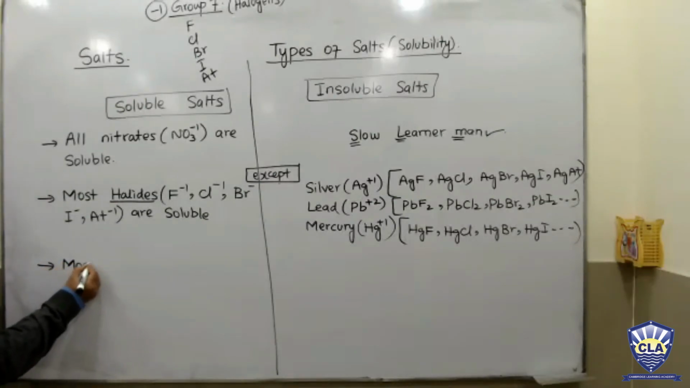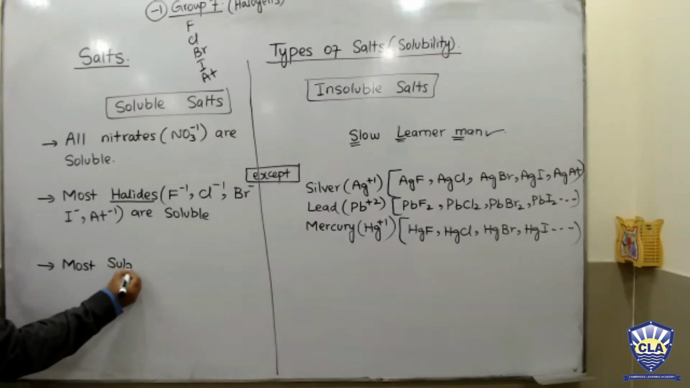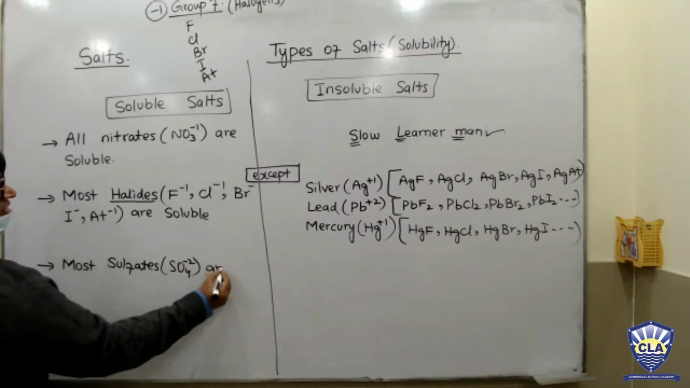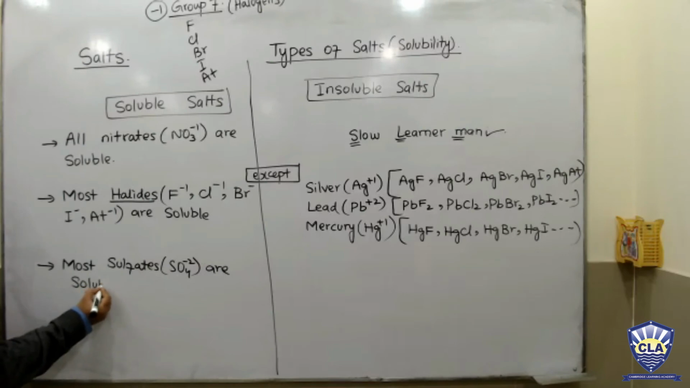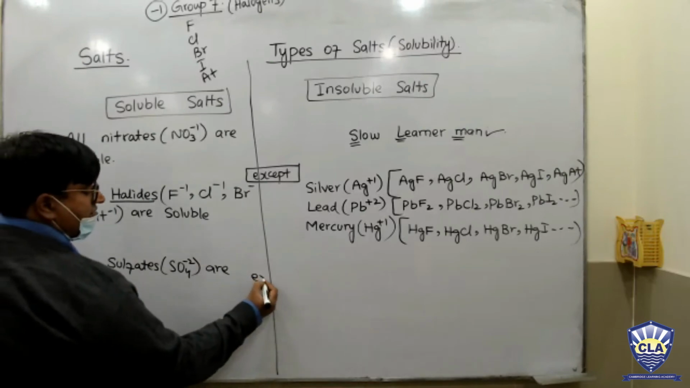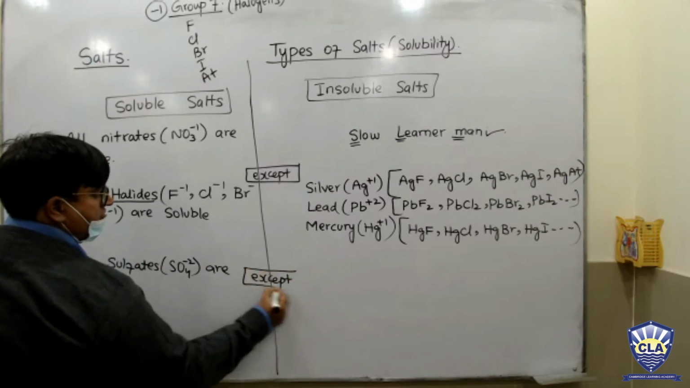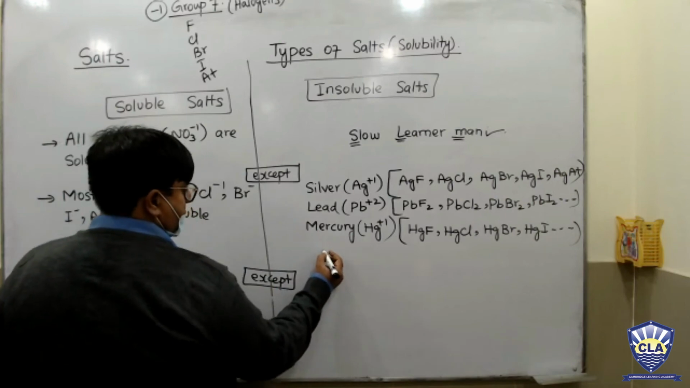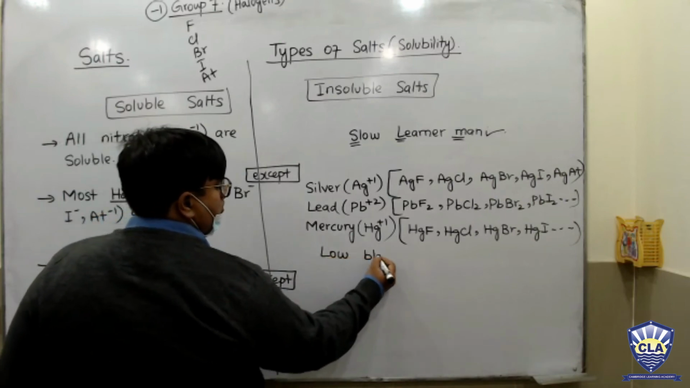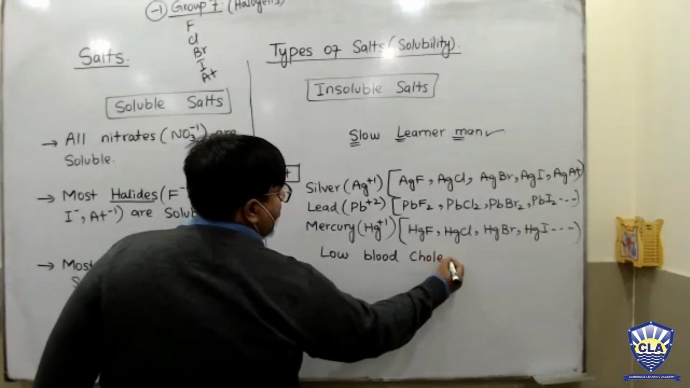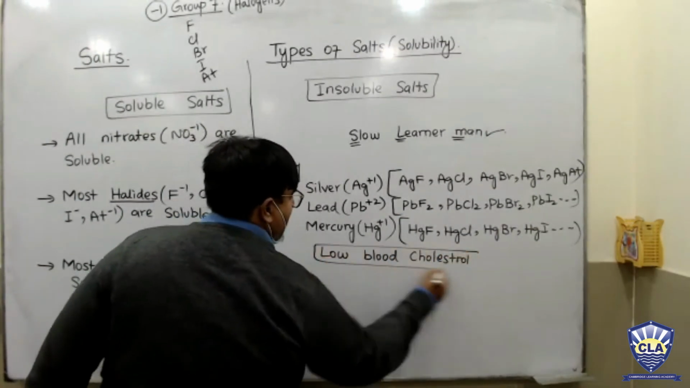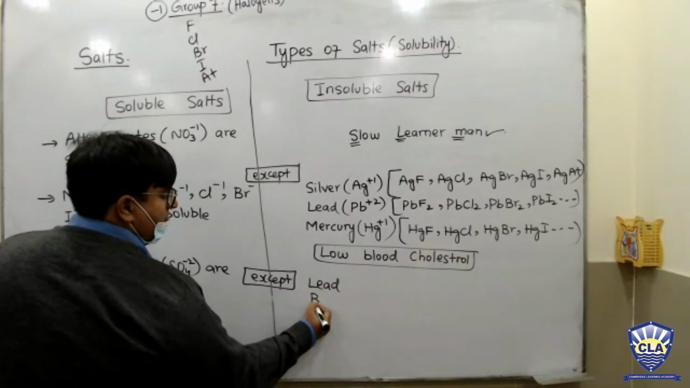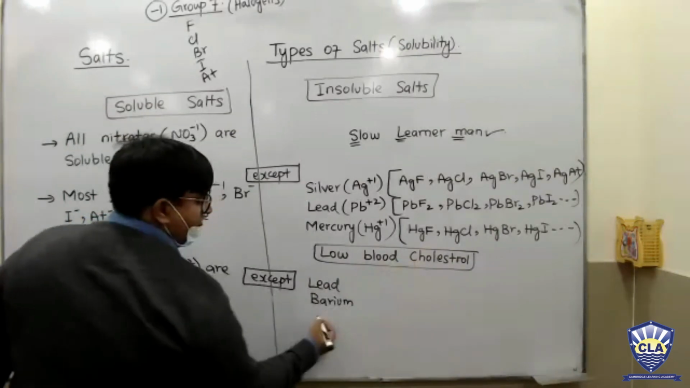That is most sulfates. Sulfates, SO4 minus 2, are soluble. And here there is an exception. And what is the exception? Low blood cholesterol. So you should learn this phrase. Low: L for lead, B for barium, and C for calcium.